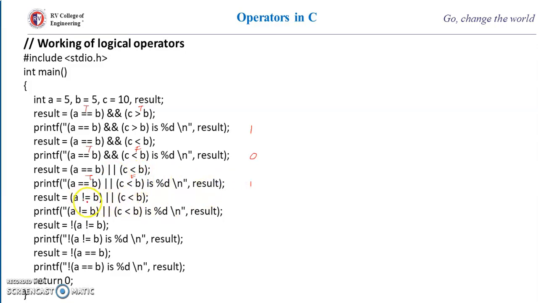And here, A is not equal to B: 5 is equal to 5, so this is definitely false. And C less than B, 10 less than 5, is also false. When both are false, logical OR will also give you false. And here, A is not equal to B is false, and the negation of false will be true, so the true value will be printed. And here A is equal to B is true, and when we write logical NOT of true, it will be false, so this will be 0. This is the output of the given program.